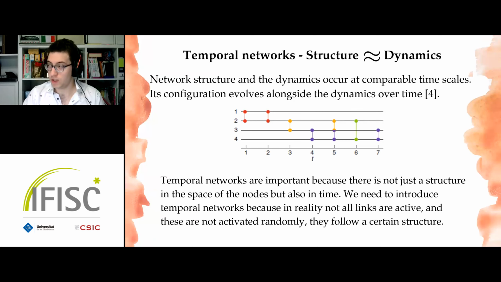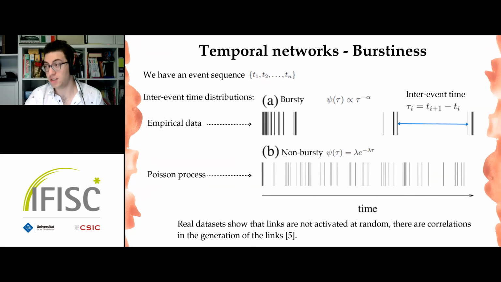Then the case of study here is when the structure, how the nodes are connected, and the things going on in the network occur in the same time scale. This is the perfect timescale for temporal networks. In other words, it means that not all the links are active all the time.